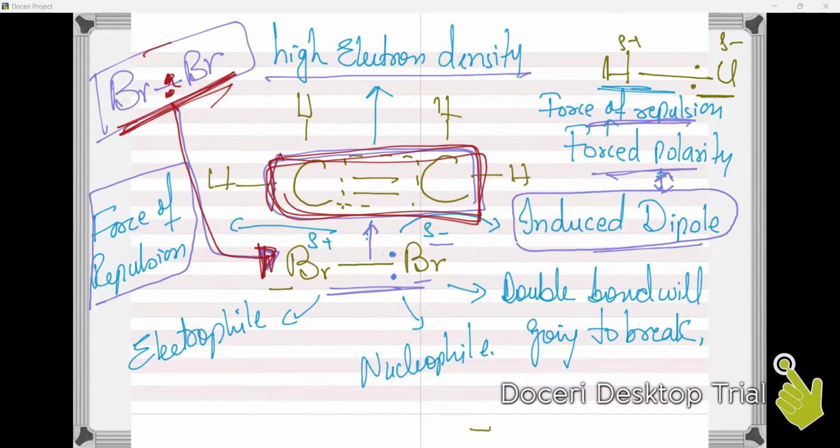They get a partial positive and partial negative charge when the electrons are attracted more towards one of the atoms. So when it comes closer to this carbon-carbon double covalent bond, since it's a high electron charge density area, it will experience a force of repulsion. So this can get a partial positive charge and this can get a partial negative charge. And this is called what? Induced dipole. Because having a partial positive and partial negative charge is called a dipole, or polarity. So this will act as an electrophile and this will act as a nucleophile. And they are going to attack and break the double bond.